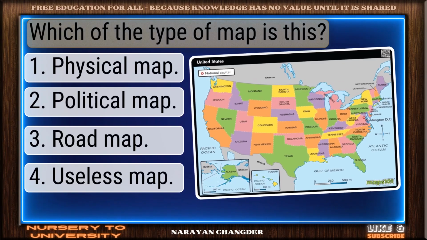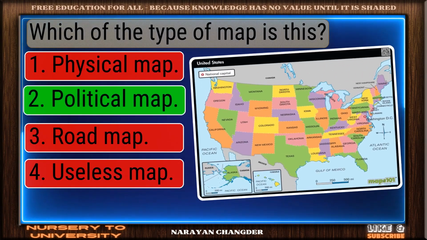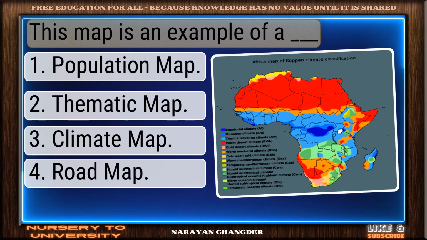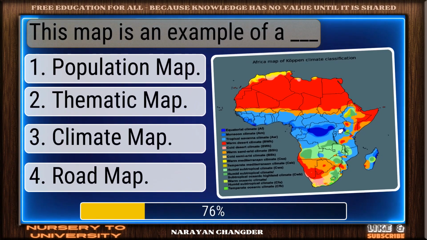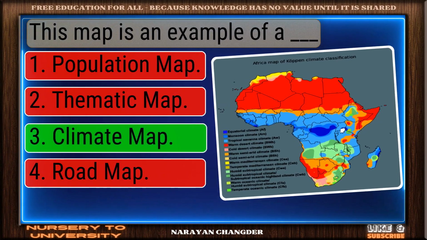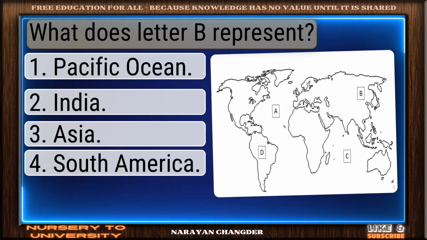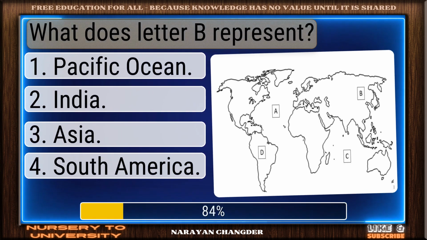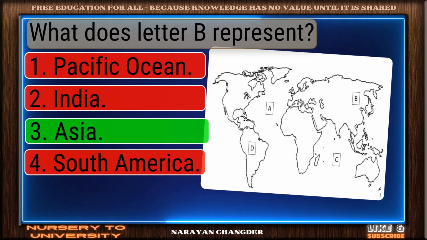Which type of map is this? On track. Political map is the correct answer. This map is an example of a dash. Smart pick. Climate map is the correct choice. What does letter B represent? Smart move. Asia is an accurate answer.